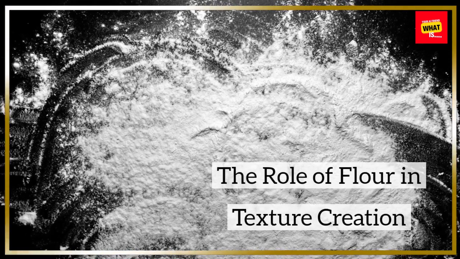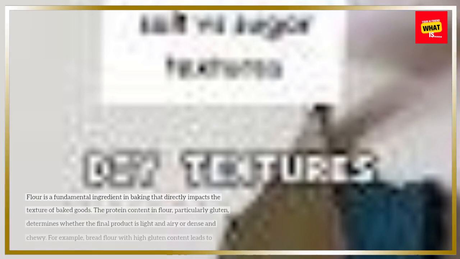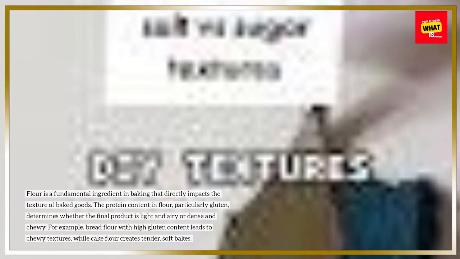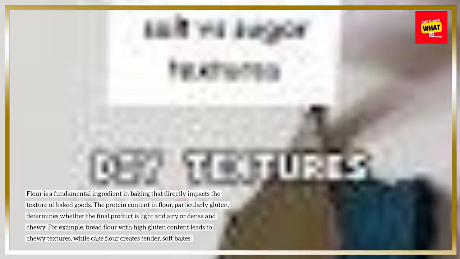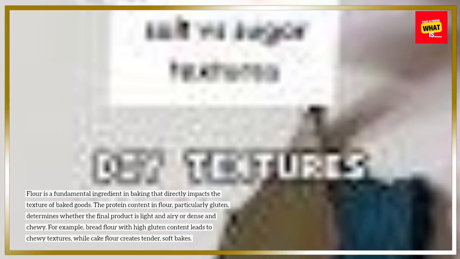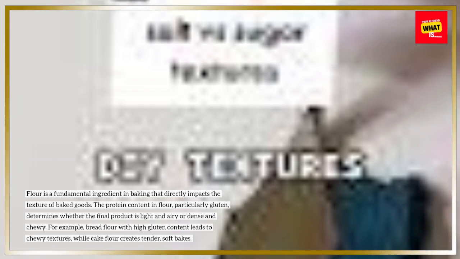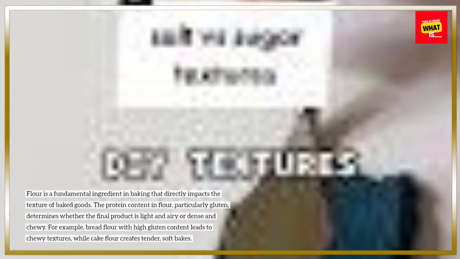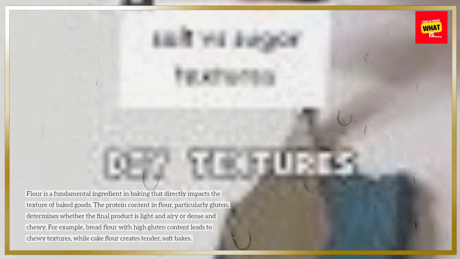The role of flour in texture creation. Flour is a fundamental ingredient in baking that directly impacts the texture of baked goods. The protein content in flour, particularly gluten, determines whether the final product is light and airy or dense and chewy. For example, bread flour with high gluten content leads to chewy textures, while cake flour creates tender, soft bakes.